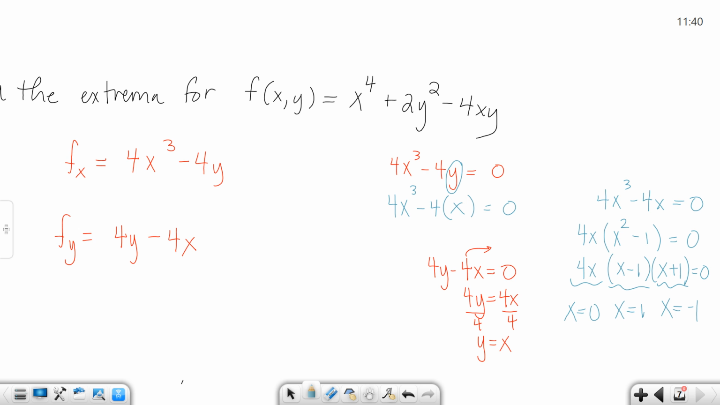So you'll say, well, what's the y value? If you look right here, remember that y equals x. So if I plugged in 0, I would have 0, 0. This would be 1, and y is also 1, and this would be negative 1, 1. So I have 3 critical points. Now, I don't know if they're maxes or mins or saddles. I don't know what they are, but I know that I have 3 critical points.